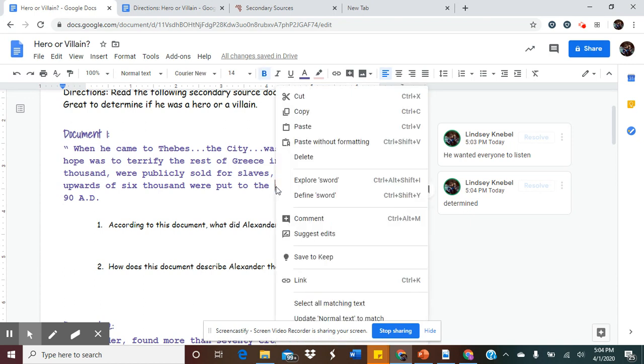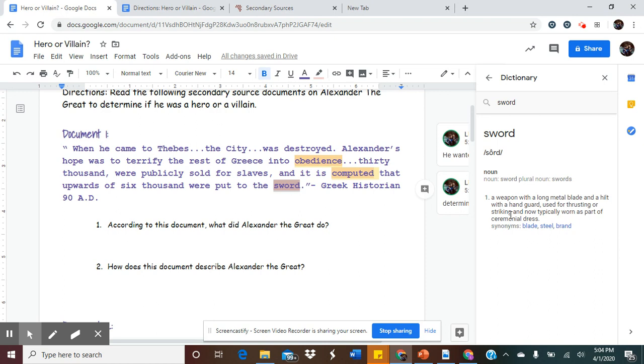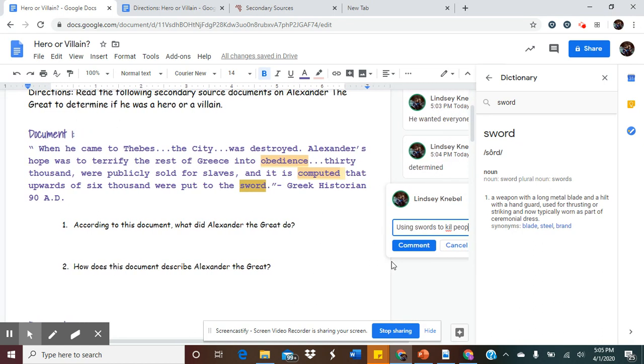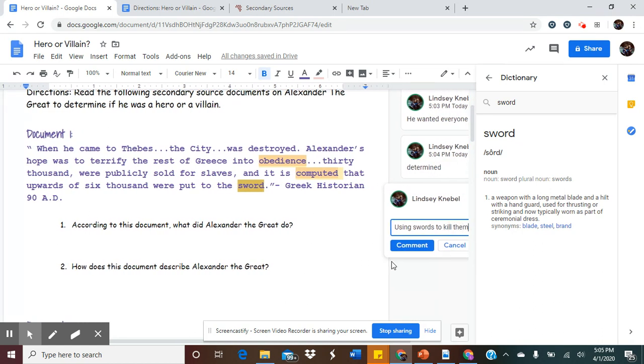I don't know what that means. So let me just define that again. Okay, so it's telling me that it's a weapon with a long metal blade, used for thrusting or striking. Right. Okay, so I know a sword can be used to hurt somebody. A sword could be used to kill somebody, especially during this time when they didn't have guns. So let me read that: upwards of 6,000 were put to the sword. Well, if I already know that they're also being sold for slaves, I'm going to say that they were killed using swords. That would make a lot of sense. Using swords to kill people. I think that makes a lot of sense.